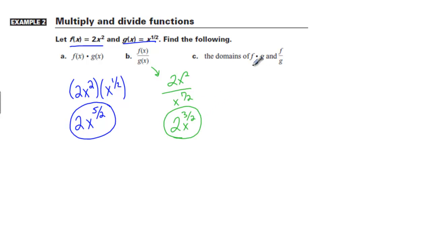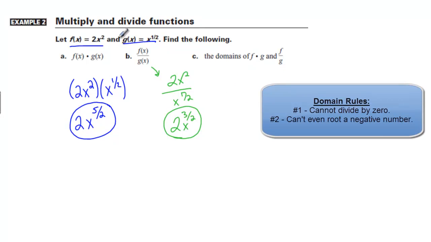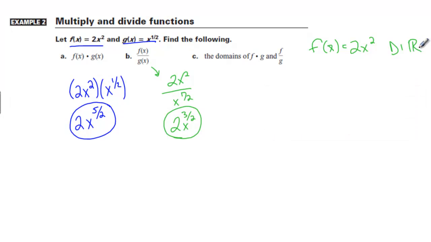Now the domains of f times g and f divided by g, we have to look at both what f of x is and what the domain would be. If f of x is equal to 2x squared, we don't have any dividing going on, we don't have any even rooting going on, and so the domain of that is all real numbers. We can put anything in and we'll get a number out.